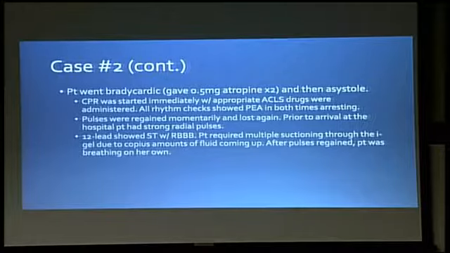CPR was started immediately as she went to asystole despite atropine twice. In retrospect, at that point, I'm inclined to think maybe epinephrine might be the best thing to pop up the heart rate. ACLS drugs, she was PEA, pulses were regained, then lost. Then she had strong pulses. She had an ROSC. At the time she hit the hospital, 12 leads showed sinus tach with a right bundle branch block. It actually was atrial fibrillation, but it's really fast.